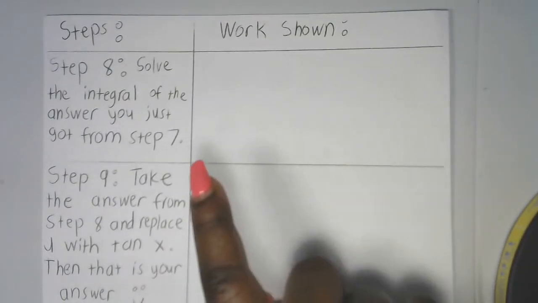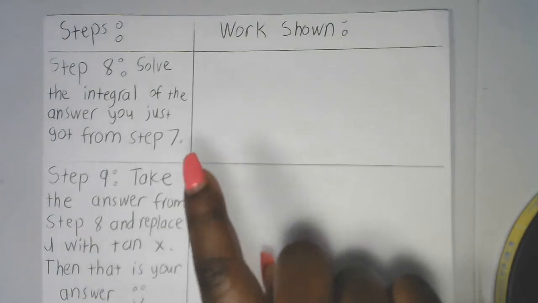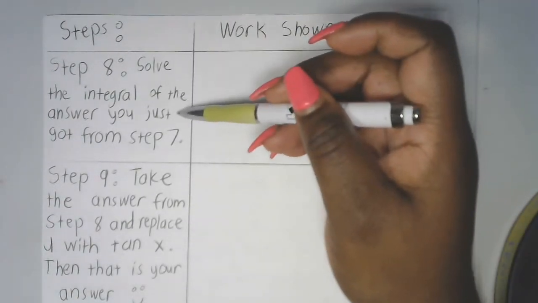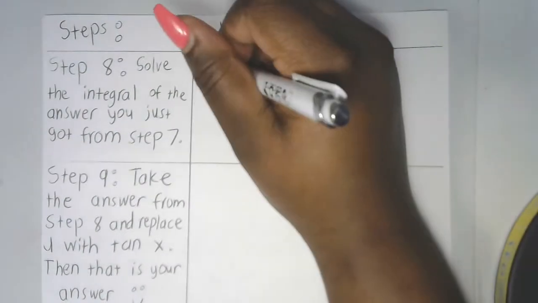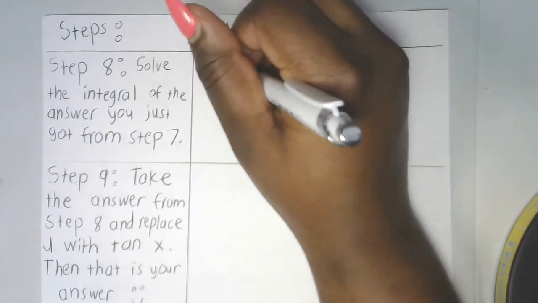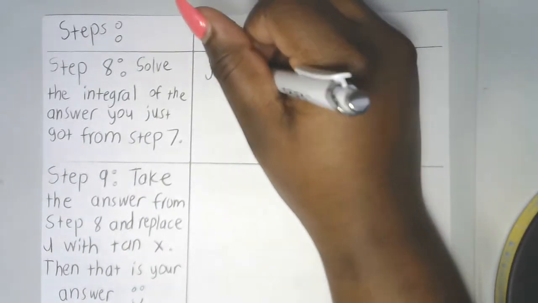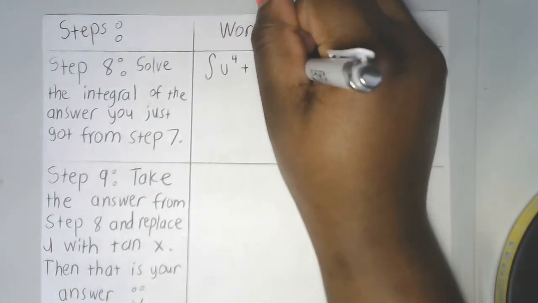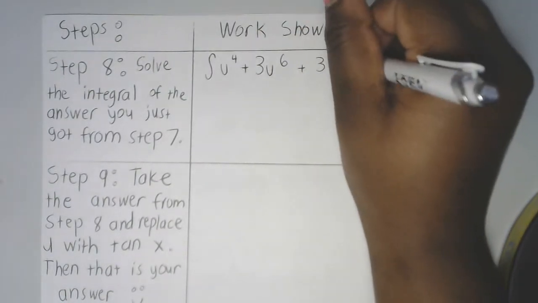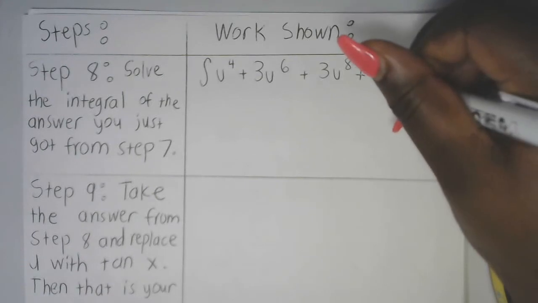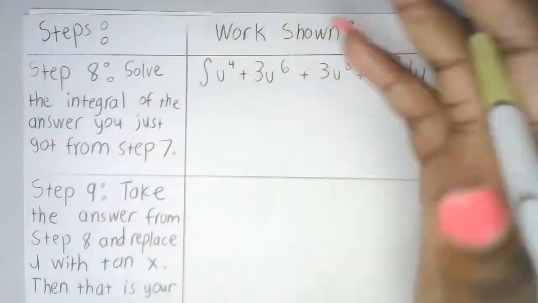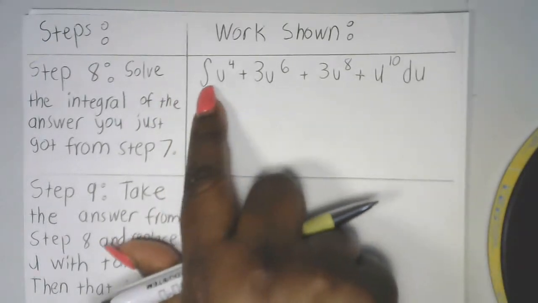Alrighty, Aphrodite. So, for step 8, we are going to solve the integral of the answer you just got from step 7. So what did we get from step 7? From step 7, we got the integral of u to the 4th plus 3u to the 6th plus 3u to the 8th plus u to the 10th du. So basically for this step, we literally just solve this integral.